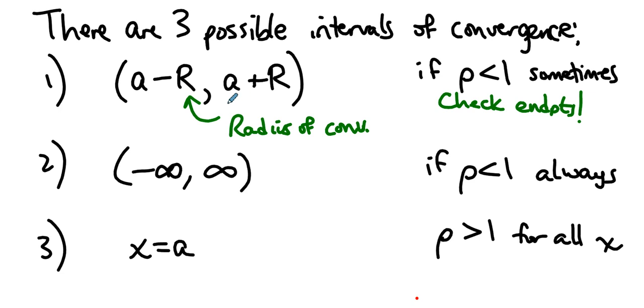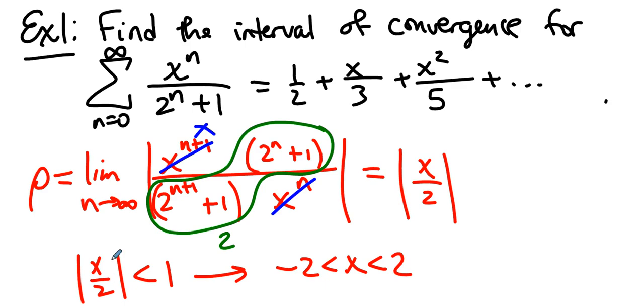There's going to be a finite interval centered at the center of some radius. So the center is 0. These are all x minus 0, x minus 0. The center is 0, and the radius of convergence is 2. But we also know that we have to check the endpoints. What happens at the endpoints?